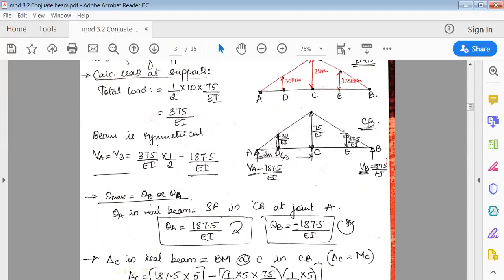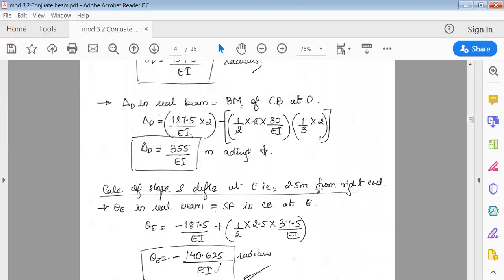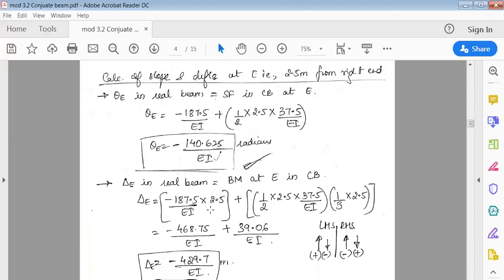Then downward, again take the area of this triangle. So it is again half into base 2.5, height 37.5. So you have to consider only the forces here. So it is minus 187.5 plus this parameter. So simplify this, and you'll get a negative answer. Again, it is in radian. Okay, so theta E is negative. Similarly, find delta E.